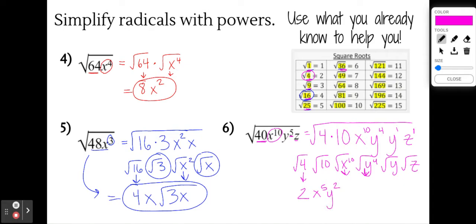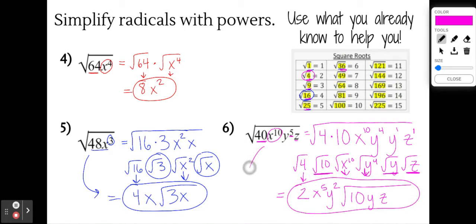And then anything else left under the radical, like this is under the radical, that's not a perfect square, that's not a perfect square, that's not a perfect square. All of those, we're going to push them back under the radical, multiply them together: 10, y, z. Those all are going to stay back under the radical because they are simplified. That's as simple as you can get. So then our final simplified answer would be 2x to the 5th y squared times radical 10yz. Wow, crazy looking. It's awesome.